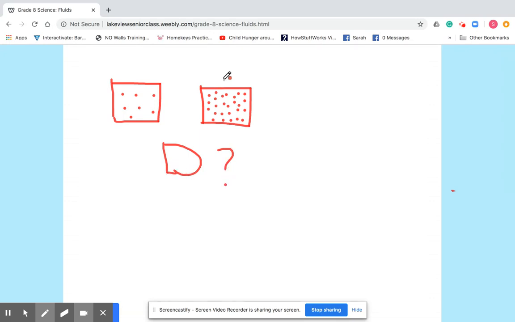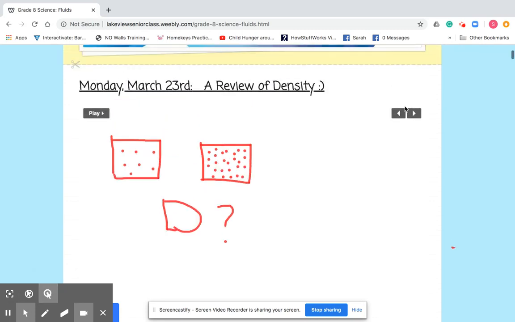If you're thinking this one here, you're correct. Okay, that one is because it has more particles, more mass in the same amount of space. Therefore, it has a greater density than the one before it.